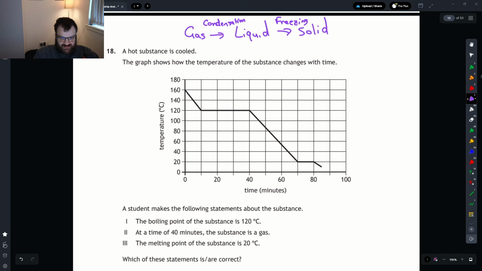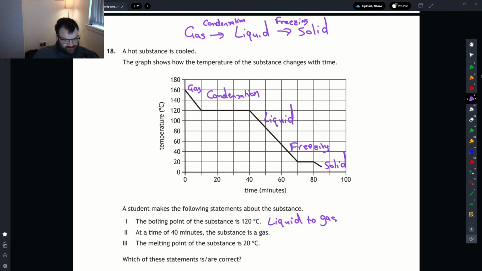Now, from what we are talking about, we've got our gas, liquid, and then solid. And then here we've got condensation. And here we've got freezing. Right, what's the question asking? The boiling point is 120 degrees. That would be when it goes from a liquid to gas. And that is going to happen at this temperature here, which is 120. That's looking good to me.